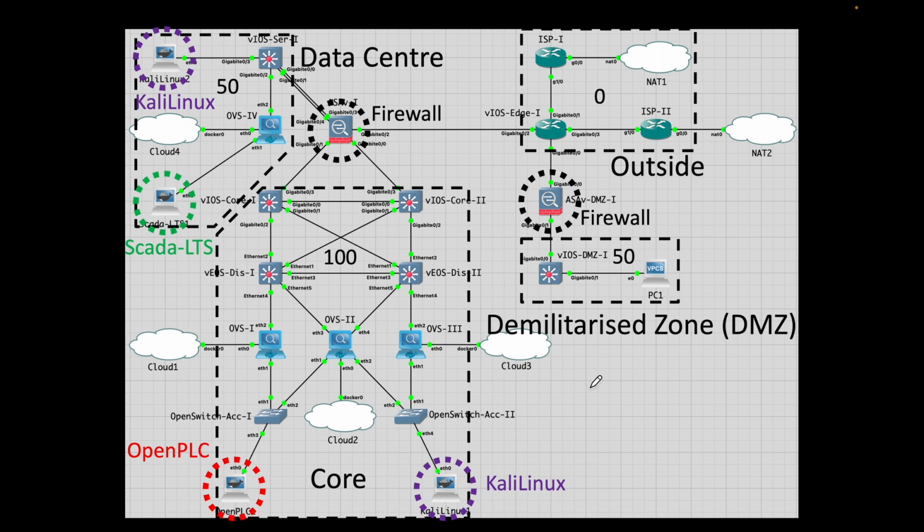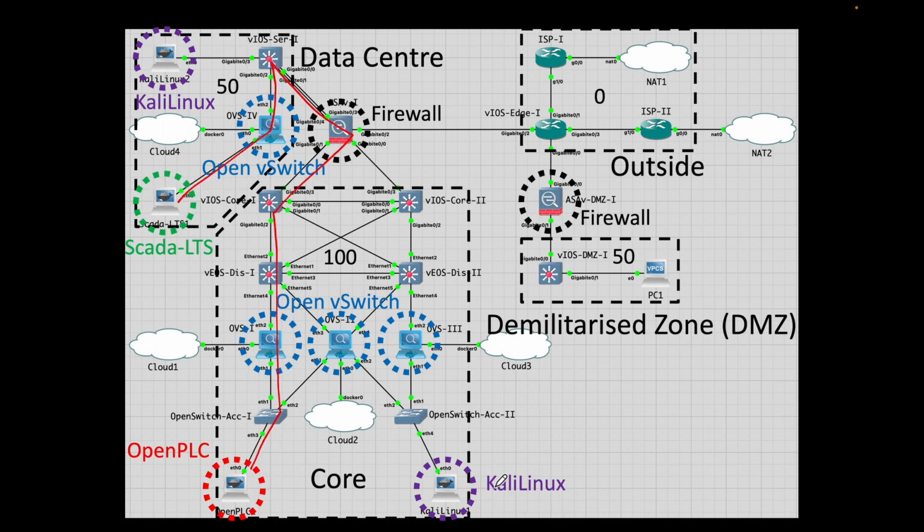We have two Kali Linux to attack this interaction. To defend against the attack, we have 4 Open vSwitches. The Open vSwitch is deployed in the links so that all attack traffic will be inspected by the Open vSwitch, and action can be made based on the inspection.